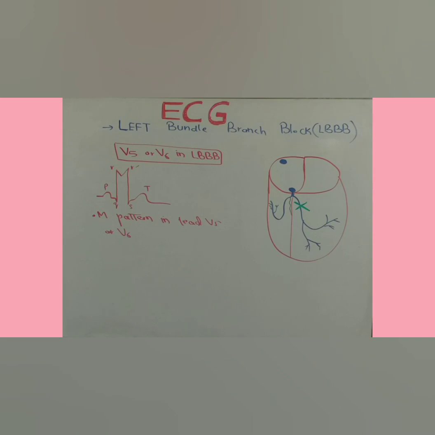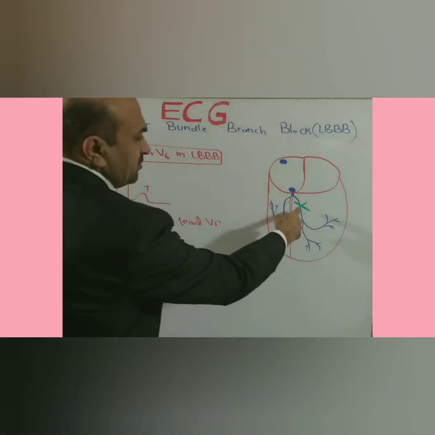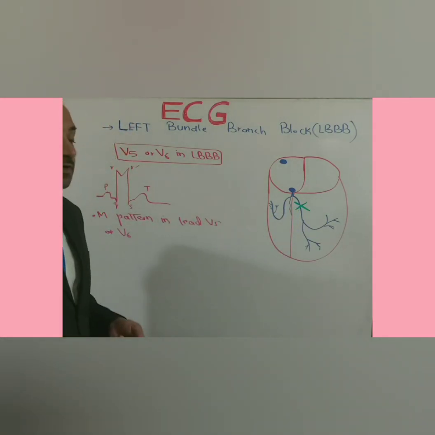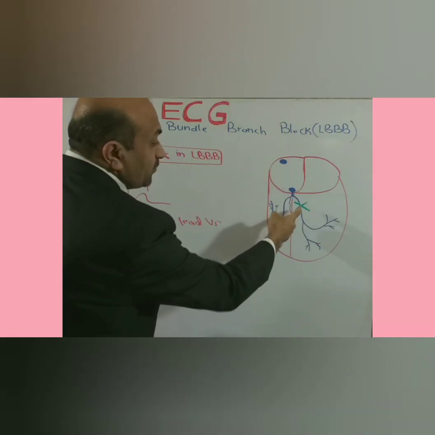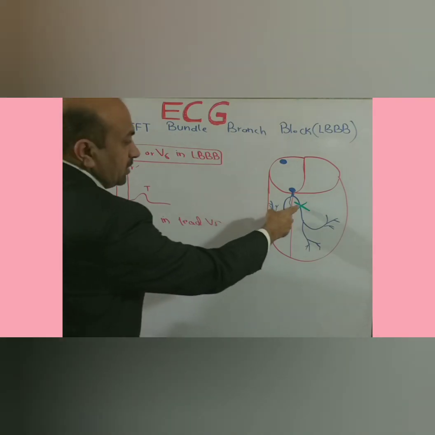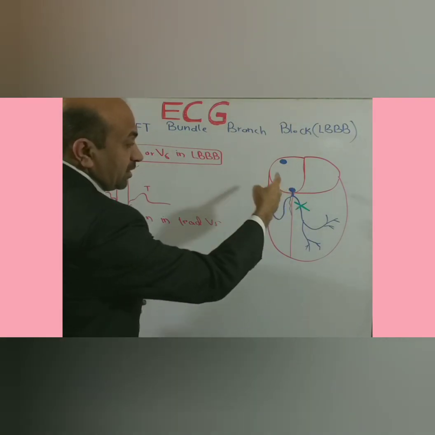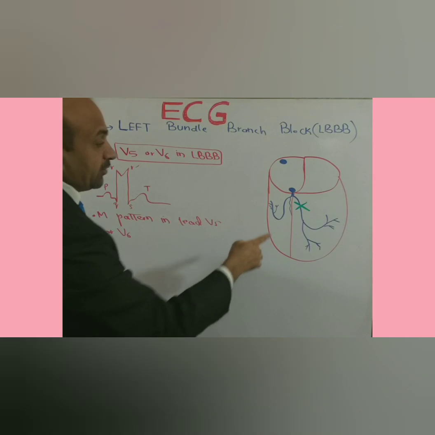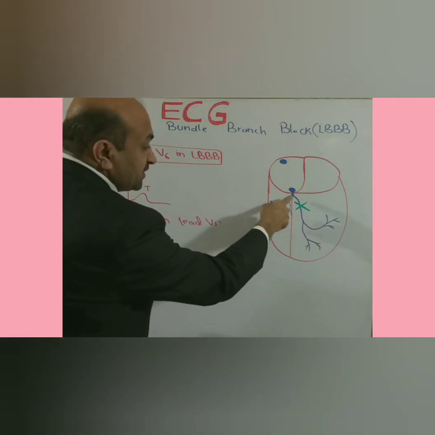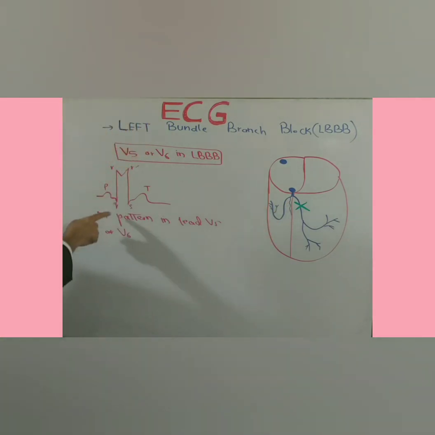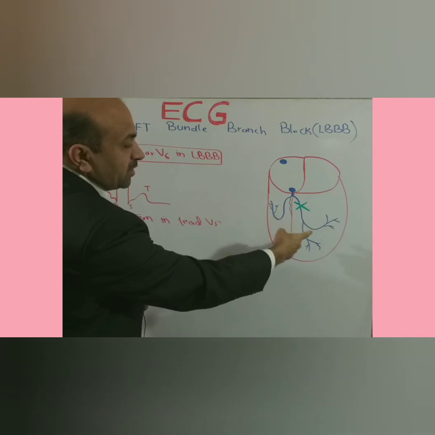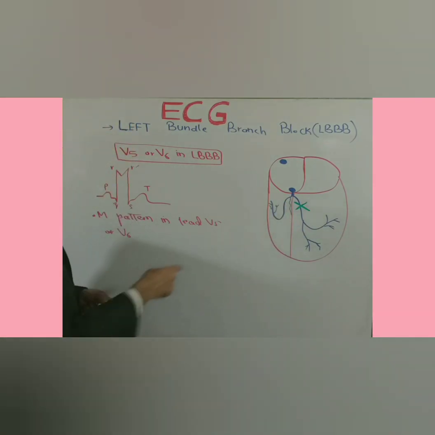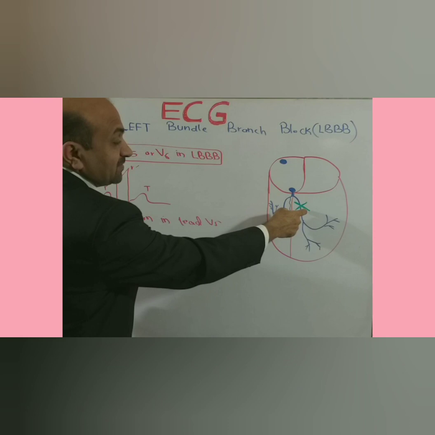This green cross represents that there is an ischemia of, for example, the left anterior descending artery, or any other problem which has caused the left bundle branch block. There is a block. Now the impulse will enter into the bundle of His, and from there it will go into the septal branch and depolarize the septum, which will generate a first downward deflection, the Q wave. Then instead of going towards both of the bundle branches, it will only go towards the right bundle branch, because there is a blockage here.